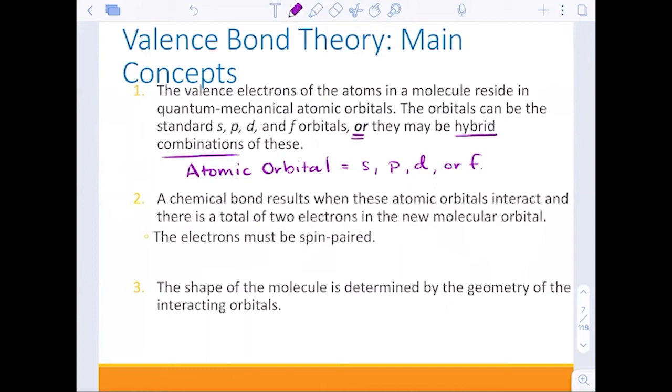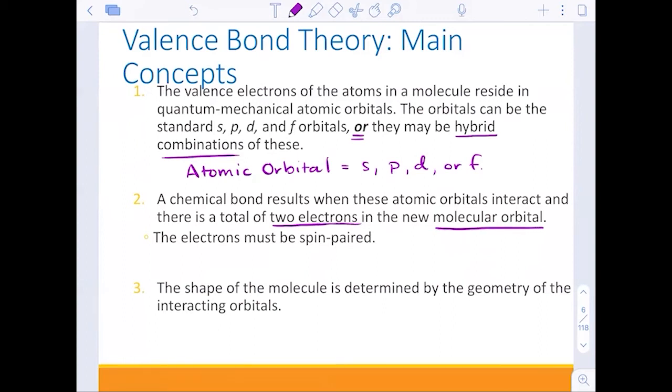So if we're talking about a hybrid atomic orbital, we are merging a couple of different types of plain old atomic orbitals. So I could take a combination of s's and p's and d's, mush them together, and we'll discuss what that means. Now, a chemical bond results when these orbitals interact, and there's a total of 2 electrons. And that becomes a new molecular orbital.